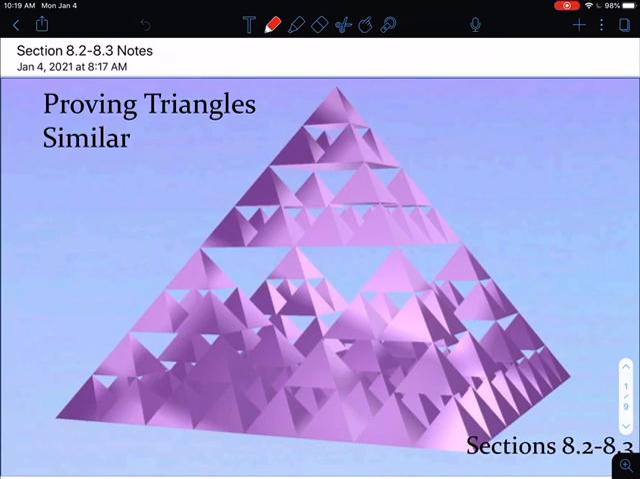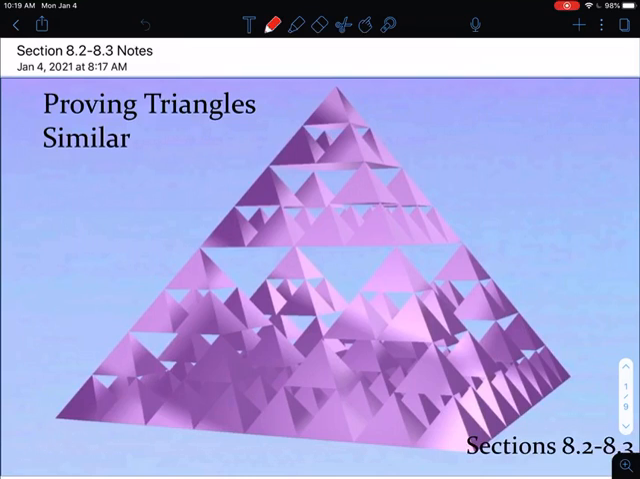All right, we're ready to move on to our next section of Chapter 8, which is actually going to be the next two sections of Chapter 8. We're going to put it all together because it all has the same type of information that we want to talk about. And so in the last section, we talked about similar polygons.